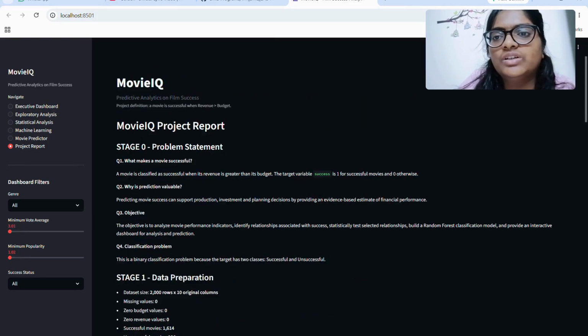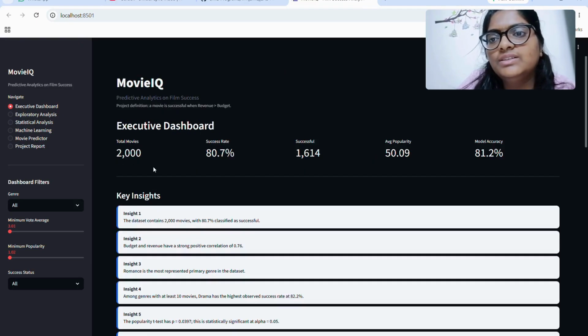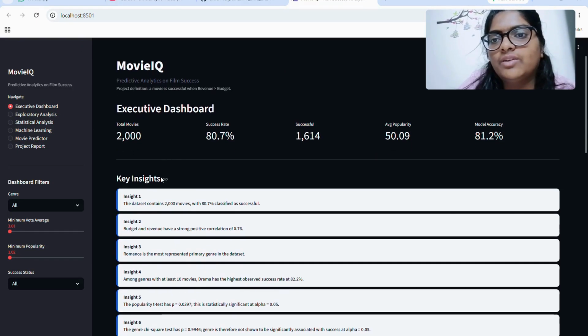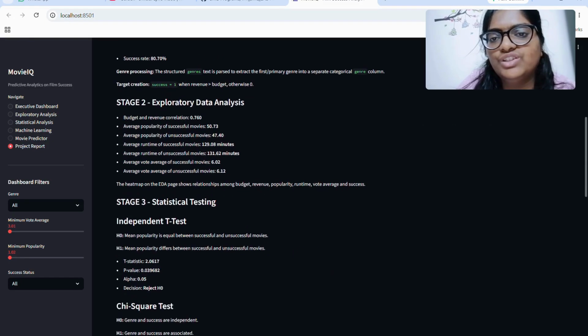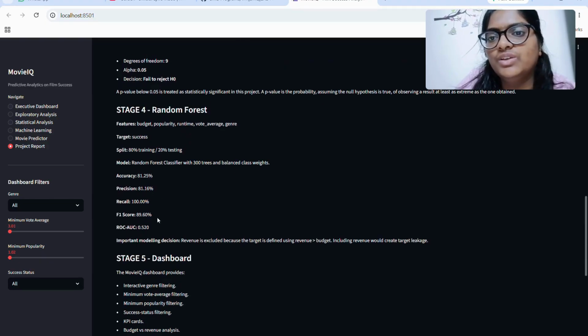The data set does not include several potentially important factors such as marketing expenditure or cast popularity, like the actors and actresses. It also lacks release timing and competition, and it doesn't have audience sentiment, so sentiment analysis is not there. Also, the dataset contains more successful movies than unsuccessful movies, so accuracy should not be considered alone, which is why I have also evaluated the model using precision, recall, F1 score, and ROC AUC. I included the confusion matrix too.